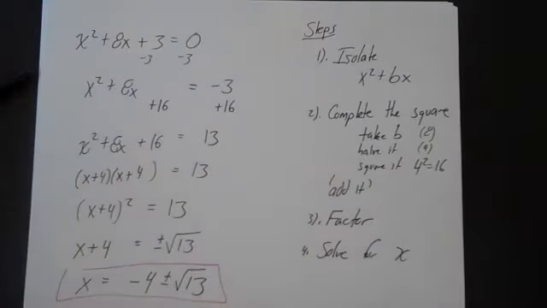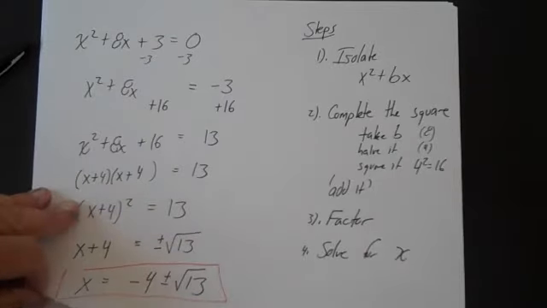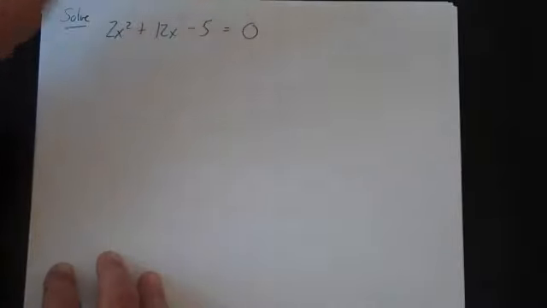Now that's simpler than many problems, but that's the basic structure of how to solve a quadratic by completing the square. Let's look at a slightly more difficult problem. Let's solve 2x squared plus 12x minus 5 is equal to 0.